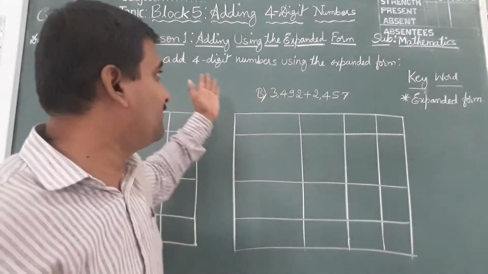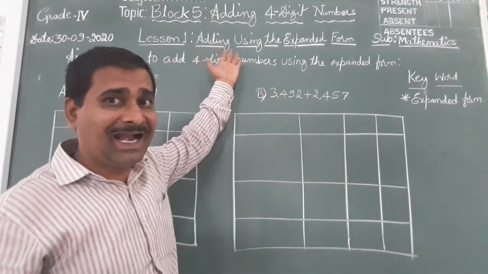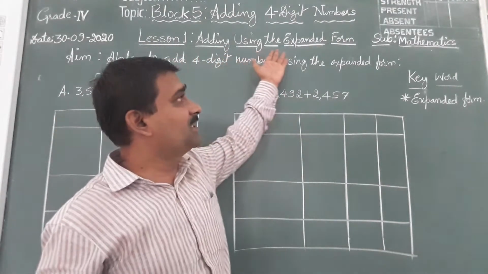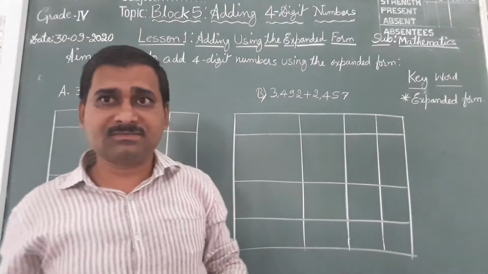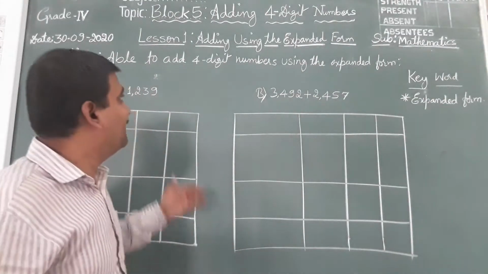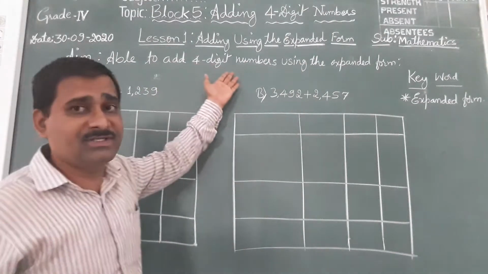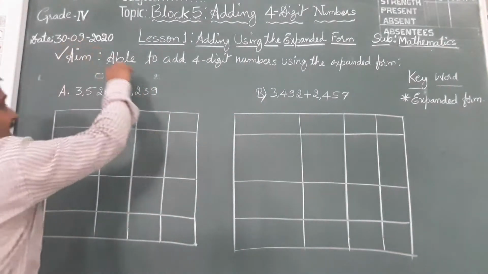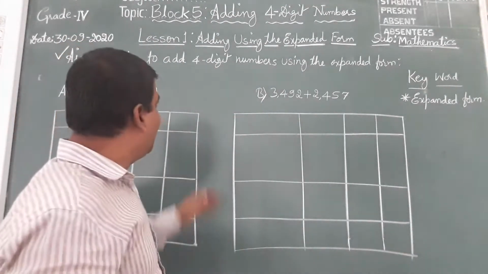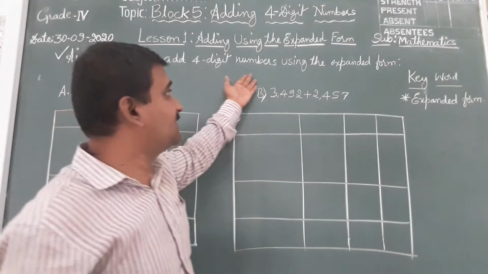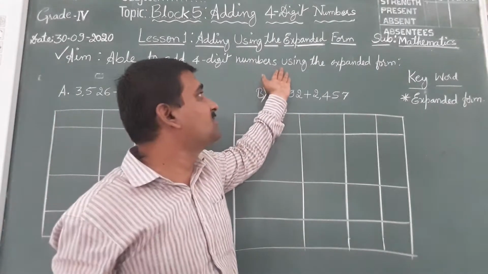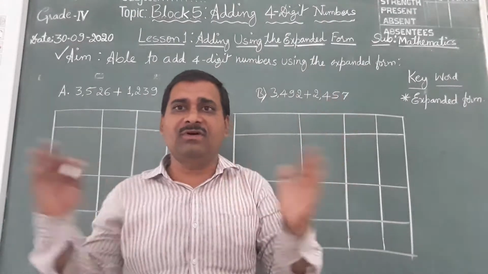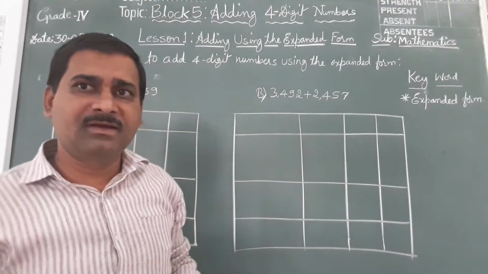For example, the first lesson is adding using expanded form. Children, you will be able to add 4-digit numbers. The aim is that you will be able to add 4-digit numbers using expanded form at the end of the class. Understood?